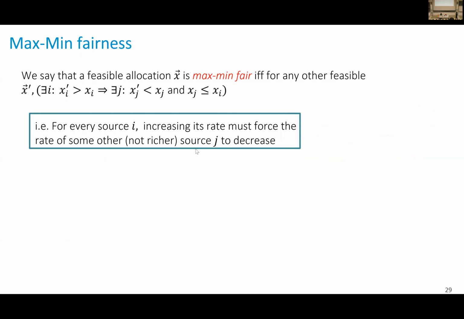The formal definition is this one. That's a definition we are using in the context of rates of TCP connections or flows in the internet, but that's a very general concept in any resource allocation problem. I have a vector X that captures the resources I allocate to each of the sources.